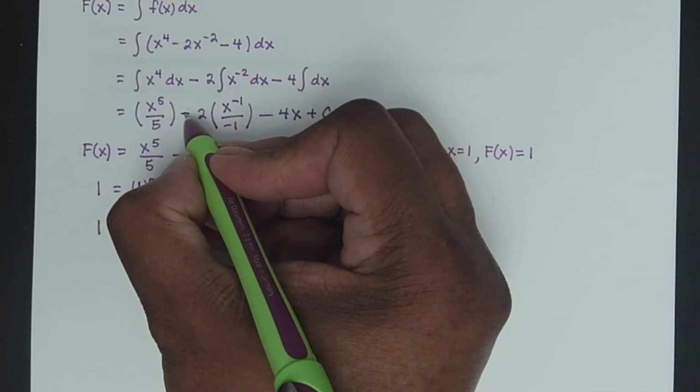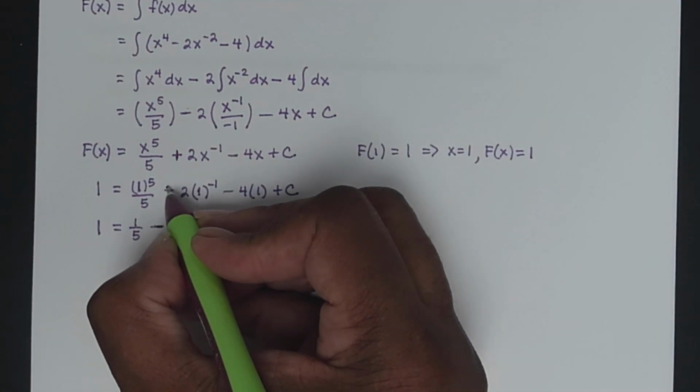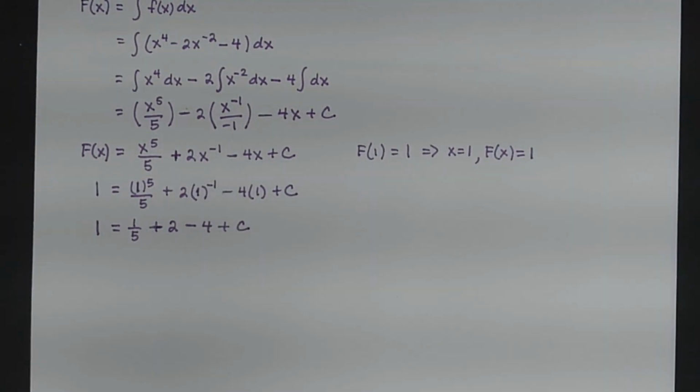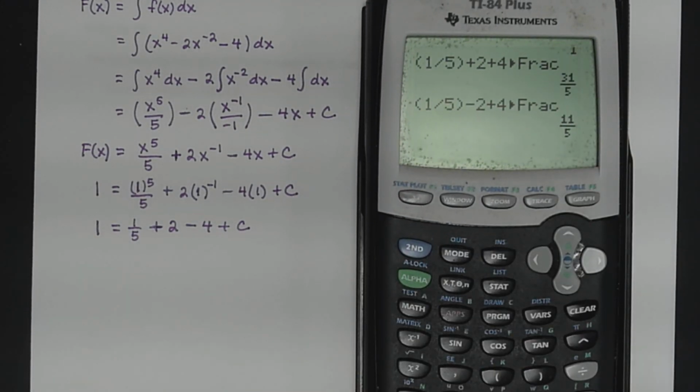From here, there should be a minus sign here. That minus 2 will make that negative 1 a plus 1. So this will be a plus here. I apologize for that mess up. Okay, let's try this again.